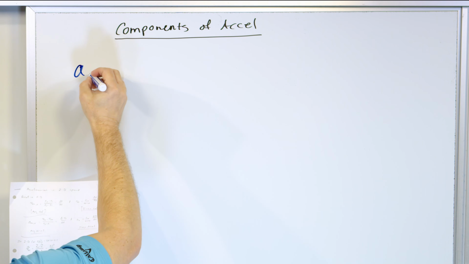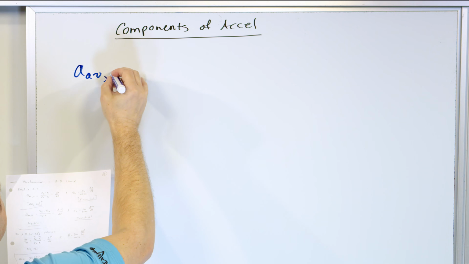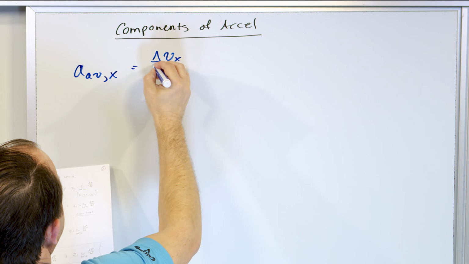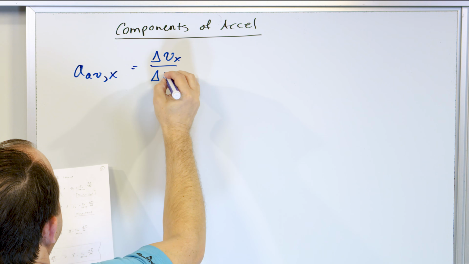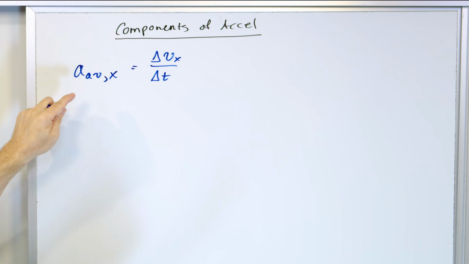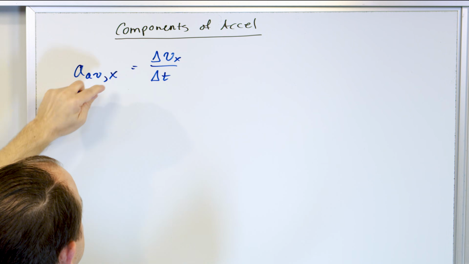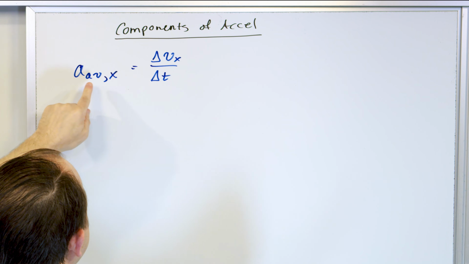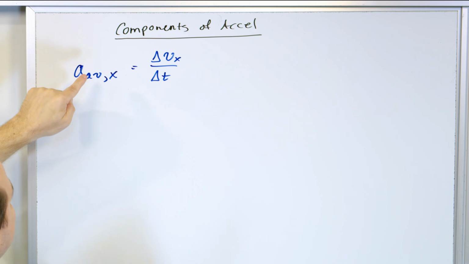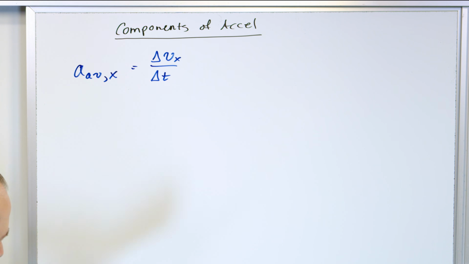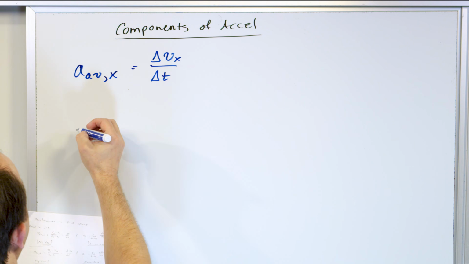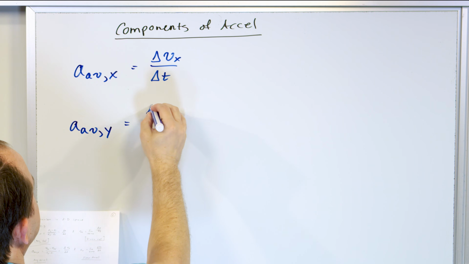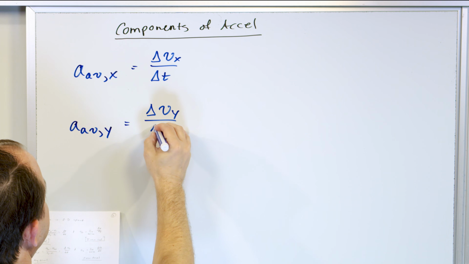The average acceleration in the x direction, if you only look in the x direction, is going to be equal to how the velocity changes only in the x direction divided by delta t. Now, these are not vectors anymore because I'm only talking about the x direction, and I'm taking the change in velocity only in the x direction divided by the change in time. And I'm going to get only the x component of the average acceleration here, all right? And then we also have the y component, the average acceleration in the y direction. And it's the change in velocity in the y direction divided by the change in time.